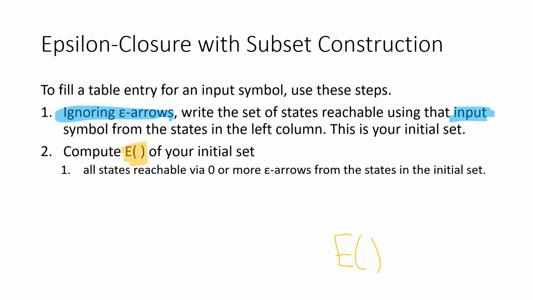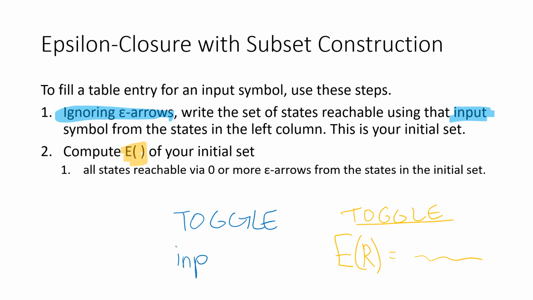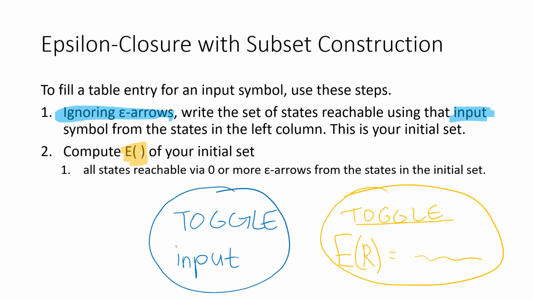When you calculate the epsilon closure, you are going to take whatever that initial set was, which might be R, and calculate all the states that are reachable. So think of this as a toggle, maybe. You're in the epsilon close part of doing subset construction, whereas when you ignore epsilon arrows, you're in another part of the toggle, which is just to think about the input. And this is the part that we have already seen. So you think about it as having these two parts that you're switching between on every step of subset construction.